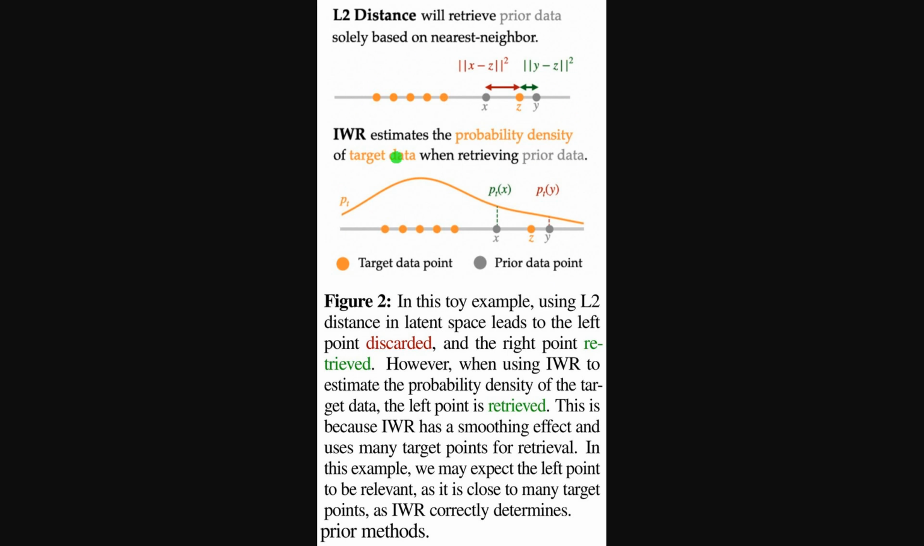So, Figure 2 contrasts nearest neighbor retrieval with importance weighted retrieval. The top panel shows that L2 distance picks the prior point near Z, ignoring how many target points lie nearby overall. The lower panel adds a smooth target density curve, which raises the weight of X because many target points cluster there, so X gets retrieved. This illustrates why smoothing with kernel density estimates reduces variance and better matches the target distribution.